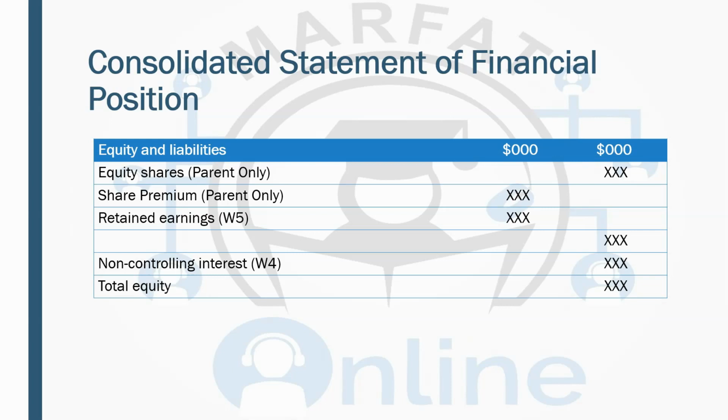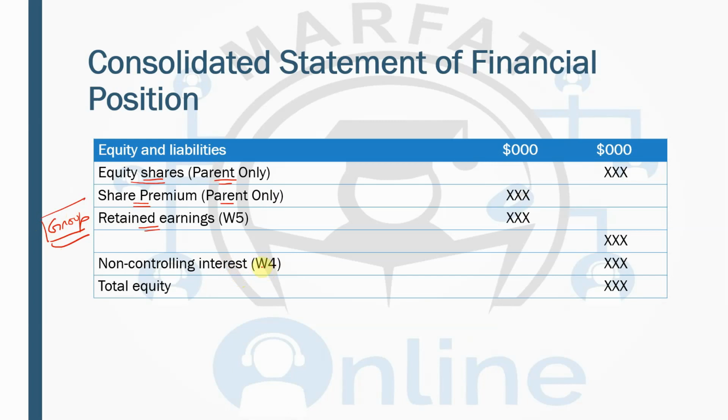Alright, now coming towards the equity and liability section of the consolidated statement of financial position. I told you that the equity shares should be of the parent only, no equity shares of the subsidiary. Similarly, the share premium of the parent only, and there should be no premium of the subsidiary as well. The retained earnings represents the group retained earnings, and again that is being calculated for the parent. And then you have the non-controlling interest.